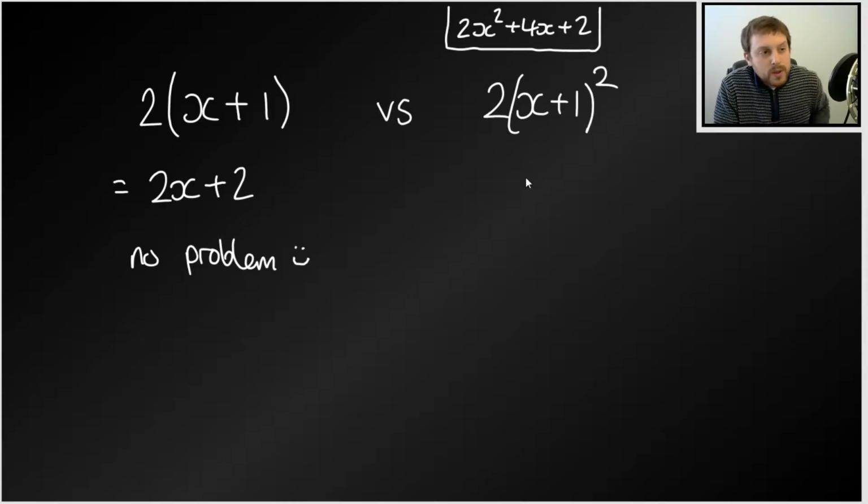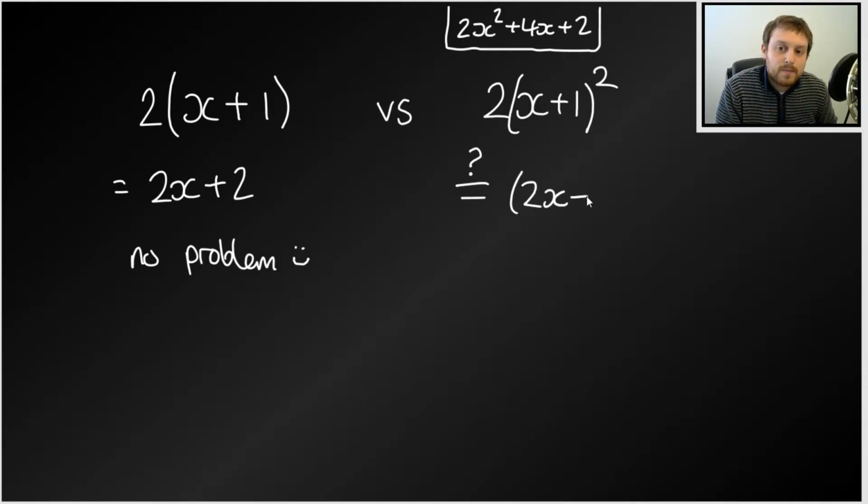And what some people have been doing is they've been bringing the 2 into the bracket, and they've been writing, and I'll put a big question mark because it's going to turn out that this is actually wrong. They've been writing this. They've thought, okay, I can bring the 2 inside this bracket. But you can't do this. This is wrong.